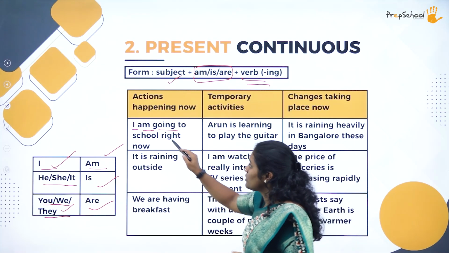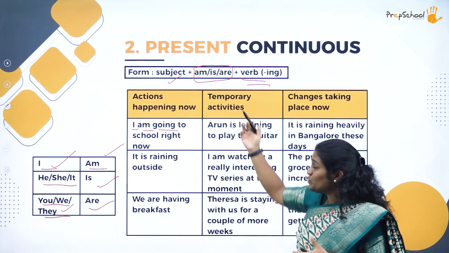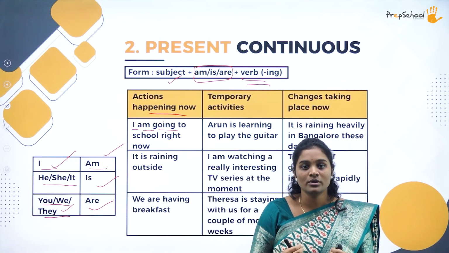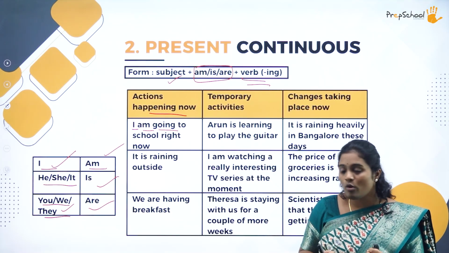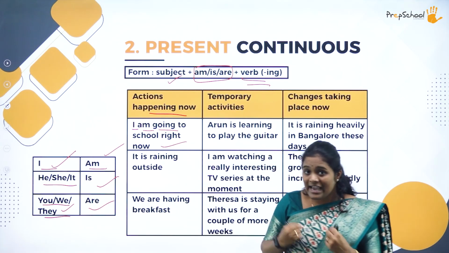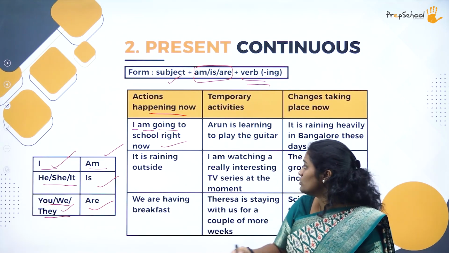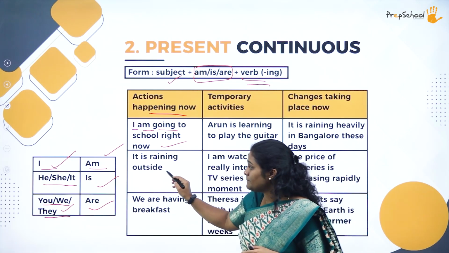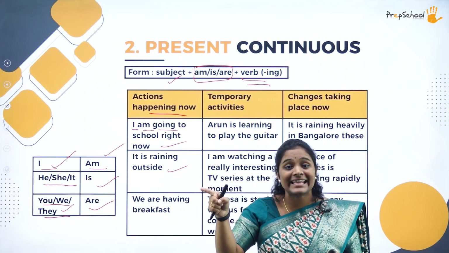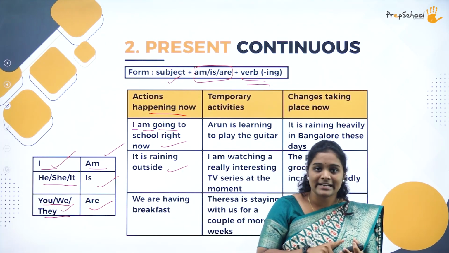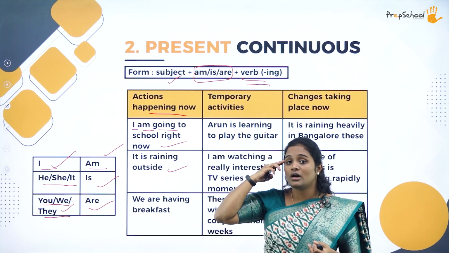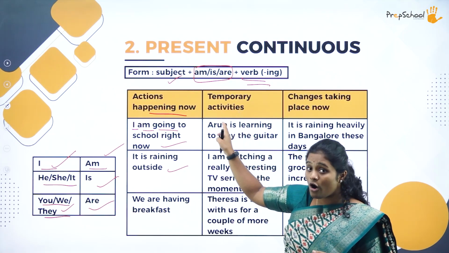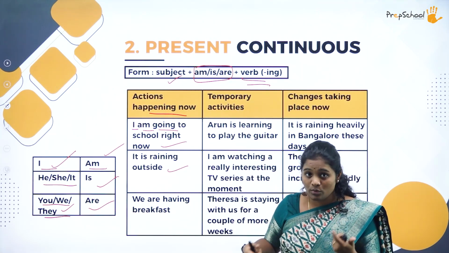So, the first context in which the present continuous tense will be used is actions happening now. As I told you, the action is happening right now. What is the action? Let's take some examples. I am going to school now. Right now, I am actually going to school. Present and continuous. Second one, it is raining outside. Your form should be running in your head as you're reading the sentence, and when you're reading the form, the sentence should be running in your head. That's how you work it out.